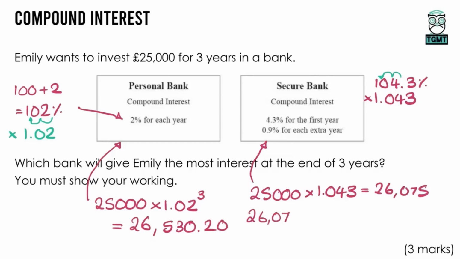Now that is how much Emily has in the bank, £26,075, and we're going to have to multiply that by the new multiplier for the 0.9% that you get in every extra year. So adding that to 100 wouldn't be much over, it'd be 100.9%, and that's all that we're going to get in that second and third year.